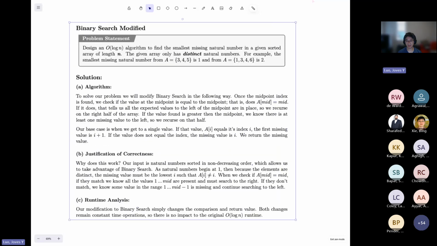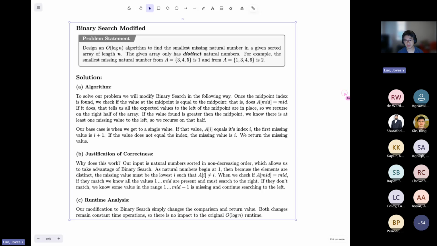All right. So the binary search modified problem asks: design an algorithm in O(log n) time. Except again, we probably will not give you the runtime on the exam, so be careful of that. But that does tell you that you're doing binary search, right? Plus the problem is called binary search modified. To find the smallest missing natural number in a given sorted array of length n. So that's another key clue: you're trying to find something in a sorted array, which almost always leads to binary search. The given array only has distinct natural numbers.